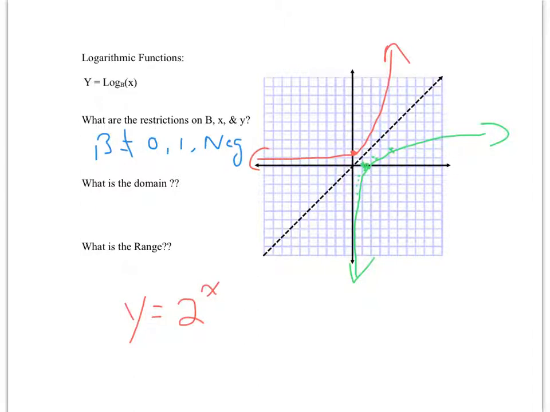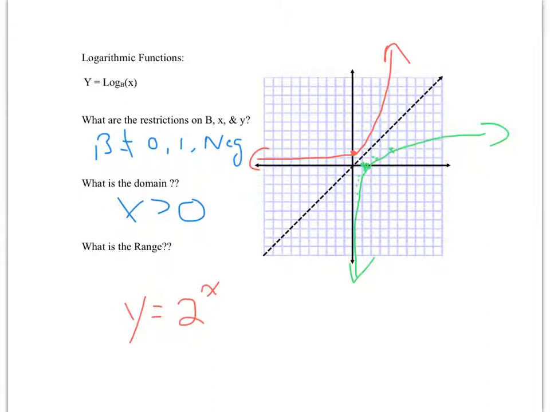So the domain of a logarithmic function is going to be the values of the y, which are all positive. So the domain of a logarithmic function, if you look at the graph, is all positive numbers. X is never down here on the negative side. So x are all positives. So x is greater than 0, because it's asymptotic on the y-axis.